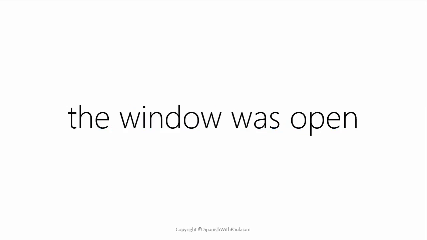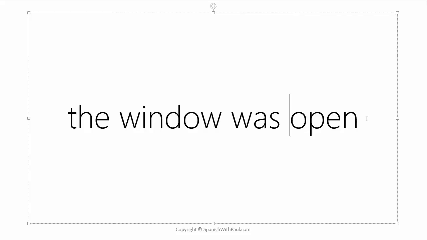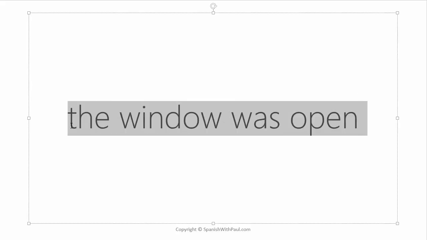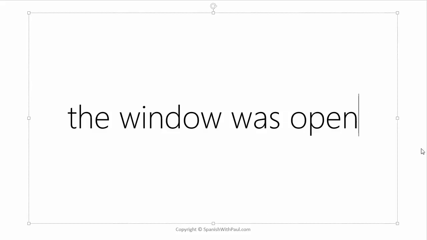Let's try this one. The window was open. Okay, so first thing, ser or estar, which do you think? So I would go with estar because the window being open is just a transitory condition of the window. It says nothing about the window's identity. It's just that the window was open. So we're going to go with estar. Now, is it a dot or a line in the past? For me, this is a line in the past because I'm not getting anything that I can specifically measure here.